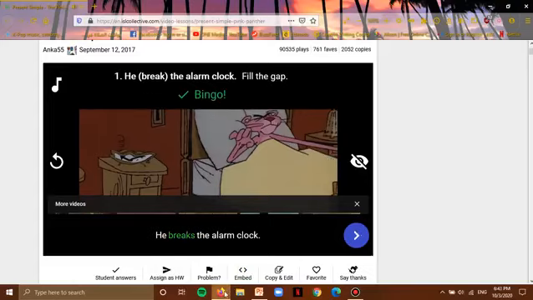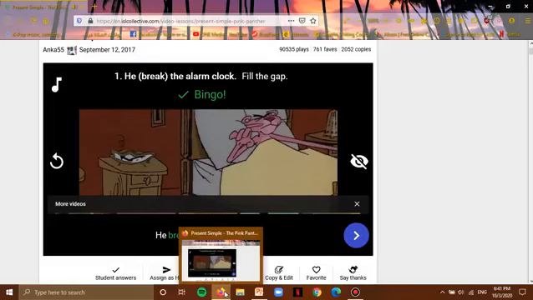Okay, so you can solve this game to check how you did, or if you understood the present simple or not.